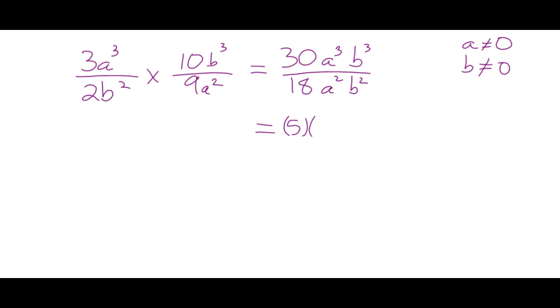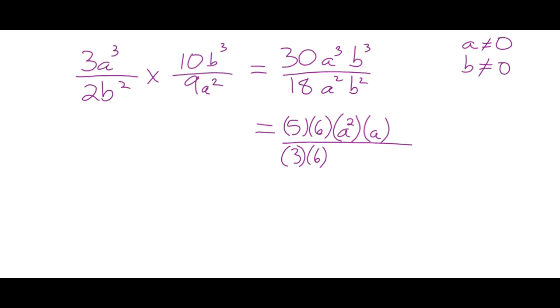So what's 18 going to be written as? 3 times 6, right? So the idea is we're going to have that common factor that's going to cancel, right? So the whole idea is common factors cancel. What's the greatest common factor of a squared and a cubed? A squared. So how are we going to write a cubed? Well, we're going to write it as a squared times a.